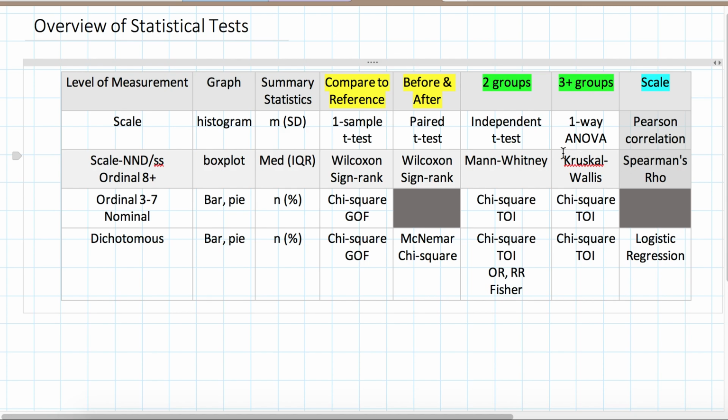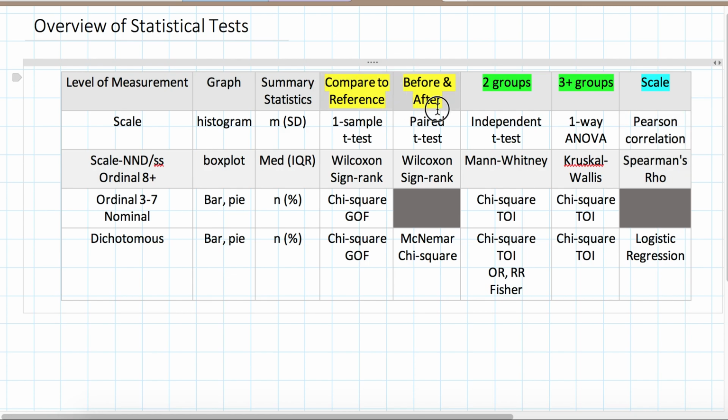So we're kind of headed in the direction of explaining these in more detail, specifically explaining how you perform those tests and interpret the results in the SPSS computer program. So keep this handy where you can kind of keep an eye on it.